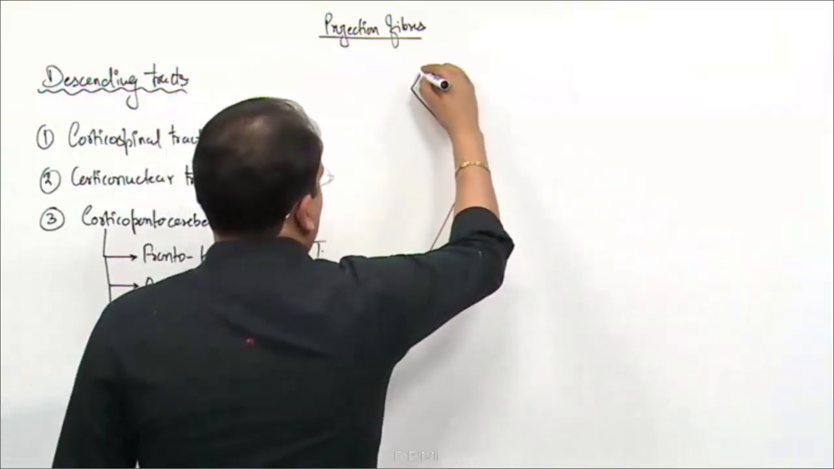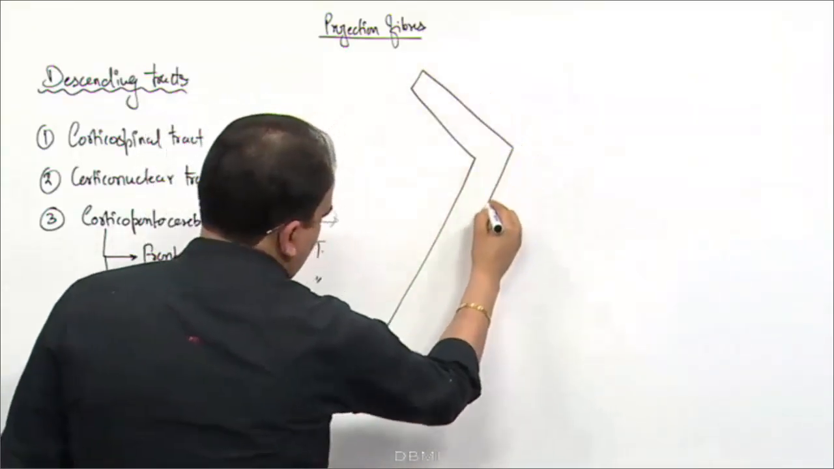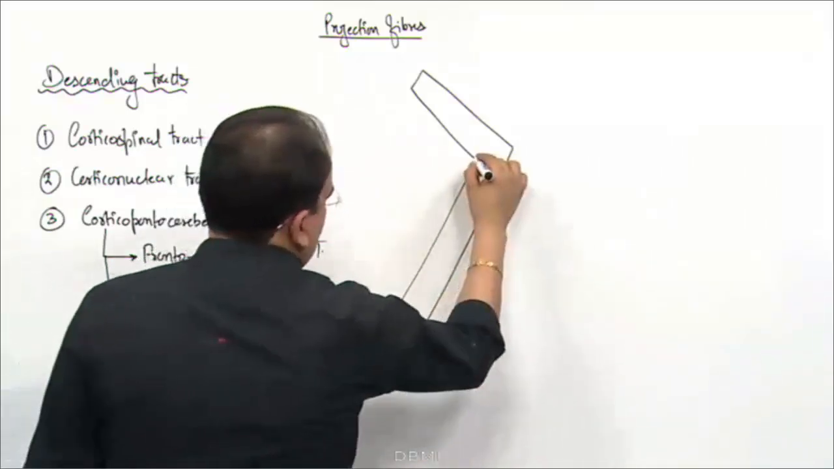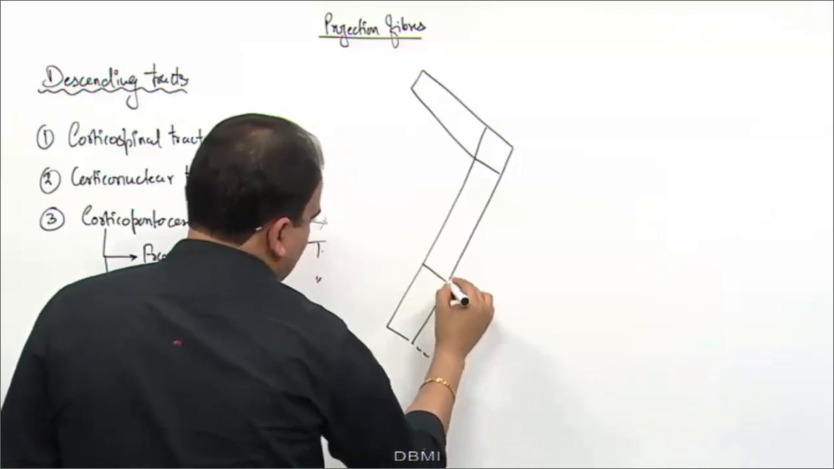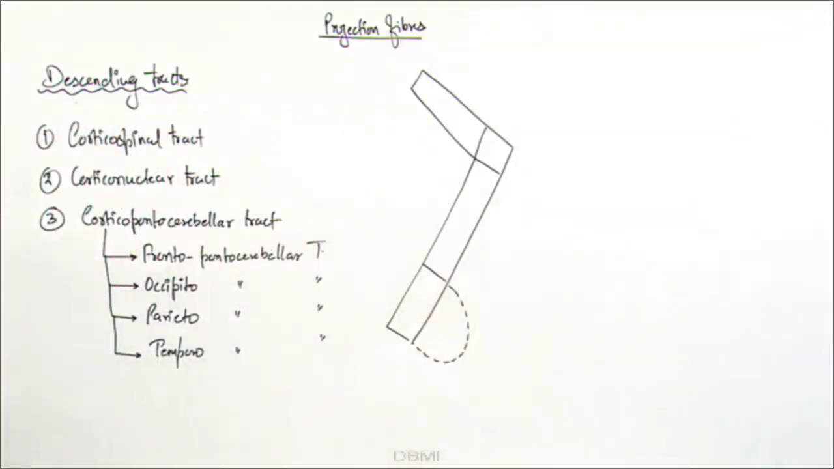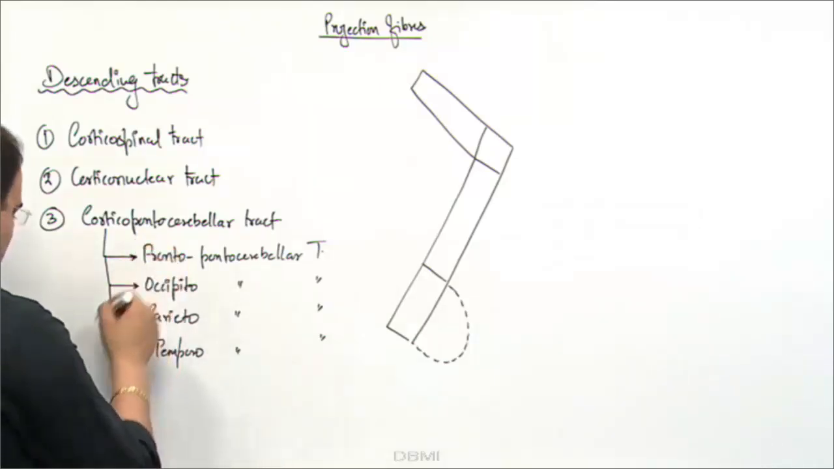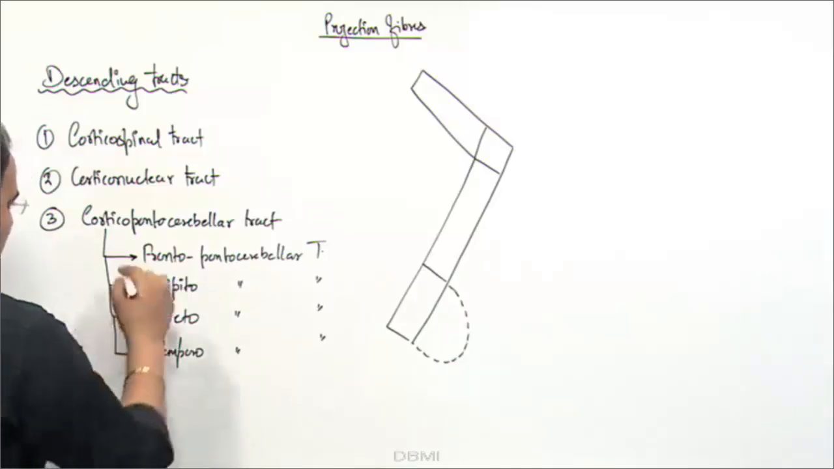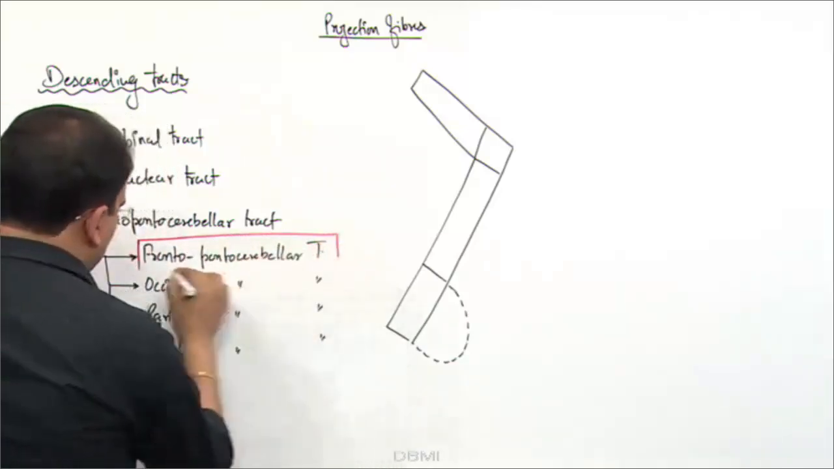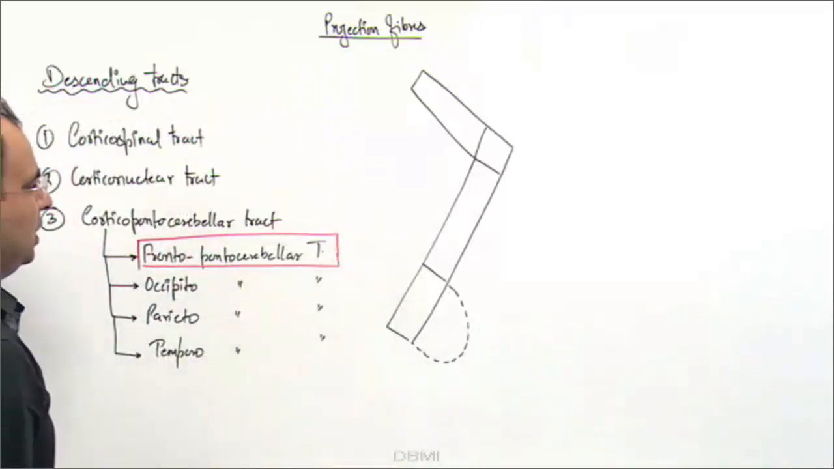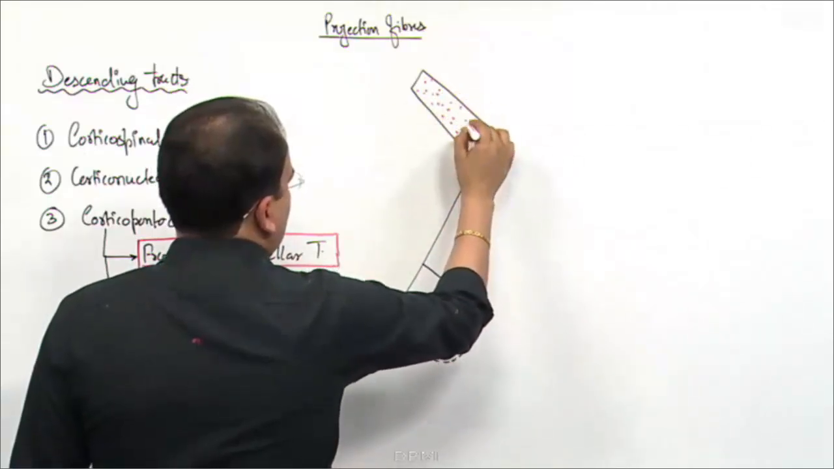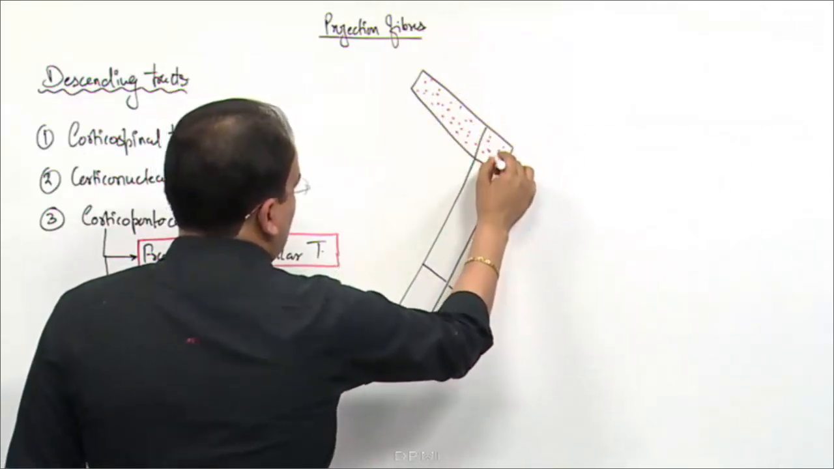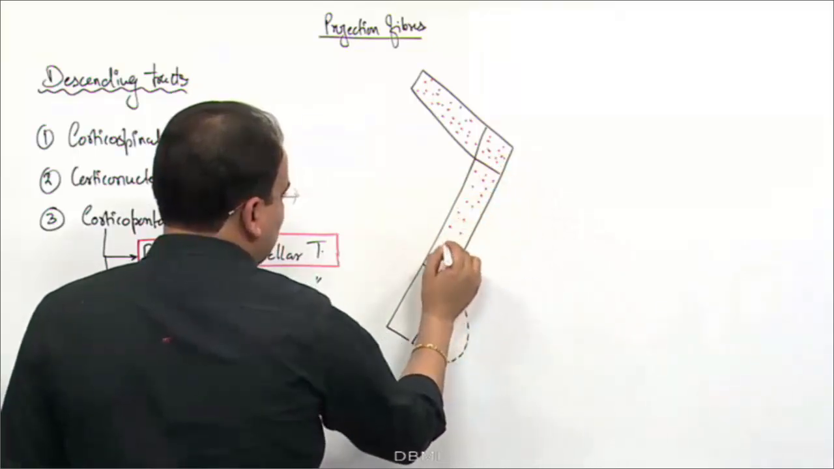Once again, the anterior limb, genu, posterior limb, retrolentiform part and sublentiform part. Frontopontocerebellar. Now let me use some color code to denote them. I am using this red for the frontopontocerebellar. This is going through the anterior limb, from the genu, and even from the posterior limb. It is most extensive.